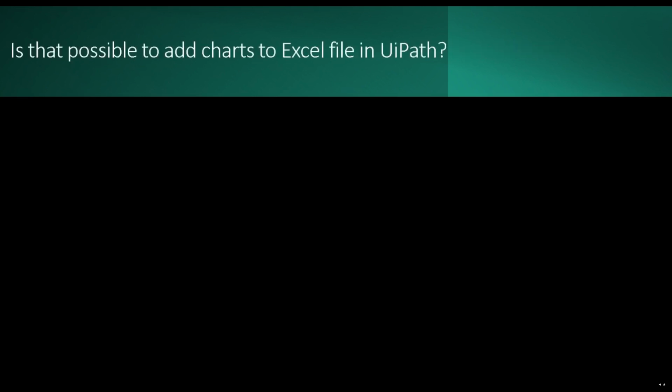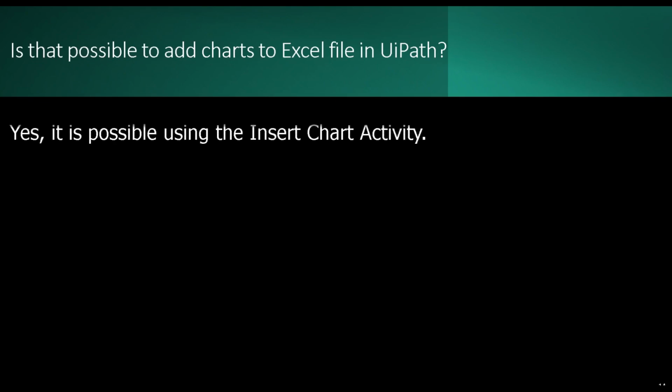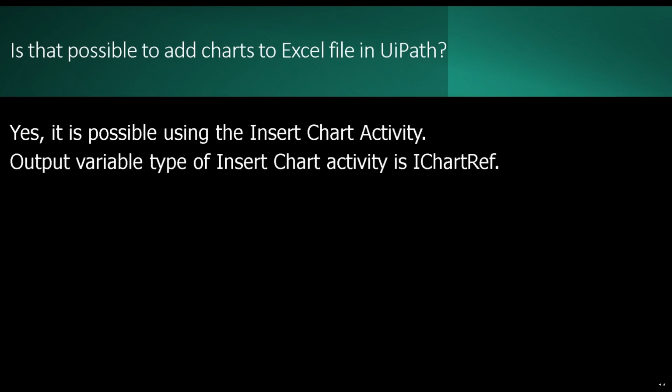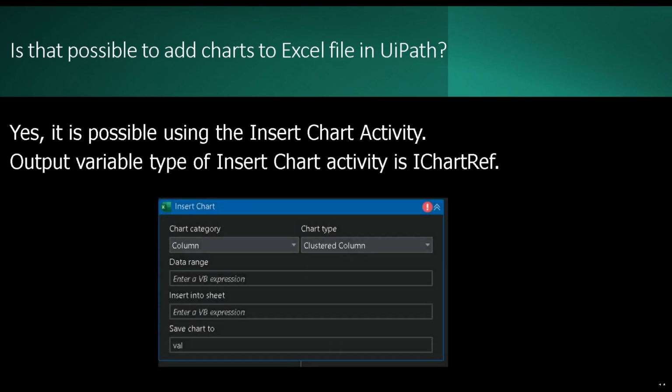Is it possible to add charts to an Excel file in UiPath? So what's your answer? The answer is yes, it is possible using the Insert Chart activity. The output variable type of the Insert Chart activity is IChartReference. So you can go to your Studio and just search for Insert Chart. There you can choose the different types of charts available, but you have to give the data range for creating a chart in your Excel.